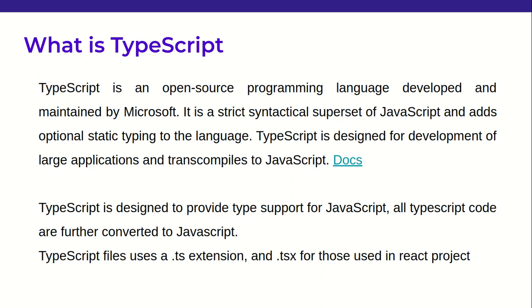It allows you to add types to whatever you're doing. Be it a function, you can declare the kind of return value that this function should return, and so many more. So that's what TypeScript is basically doing, and we're going to uncover more of that as we go on with this tutorial. So TypeScript is designed to provide type support for JavaScript. All TypeScript code is further converted to JavaScript.